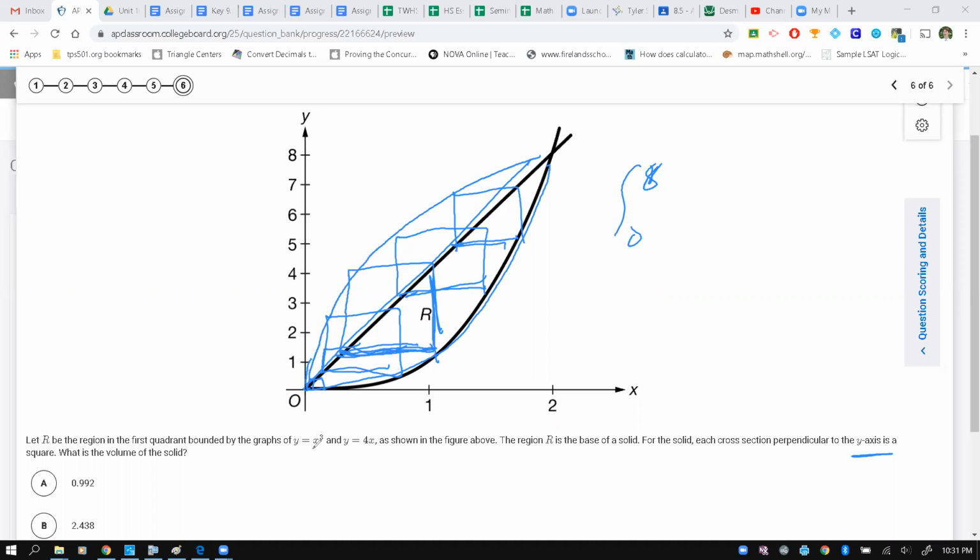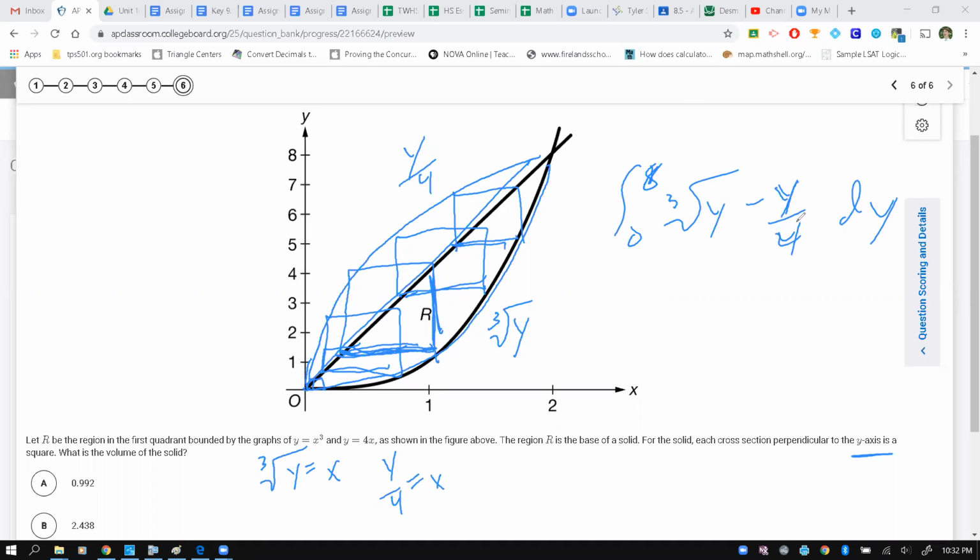They're in terms of x right now. So if I solve this for x, I would cube root both sides to get x is y cubed. That's this one. This is y cubed. To get the left side here, I would divide by 4. So this function on the left is y divided by 4. And again, to find the width, I would just take the cube root of y, and subtract y over 4, dy.